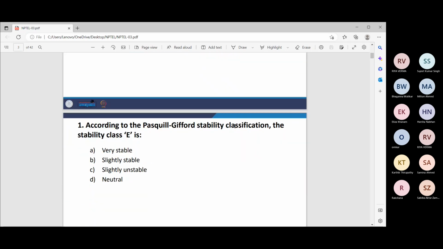Okay, so the first question is, according to the Pasquill-Gifford stability classification, the stability class E is among all these following options. First one is very stable, second is slightly stable, third is slightly unstable, and fourth one is neutral. So, any idea about this? I hope you all must have gone through this stability classification in your class. Anyone?